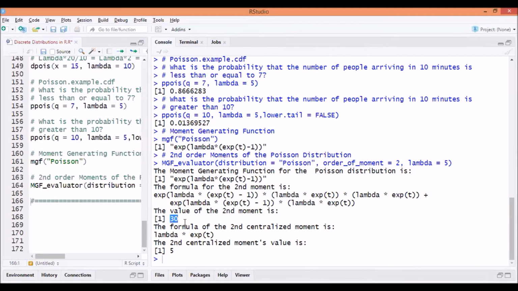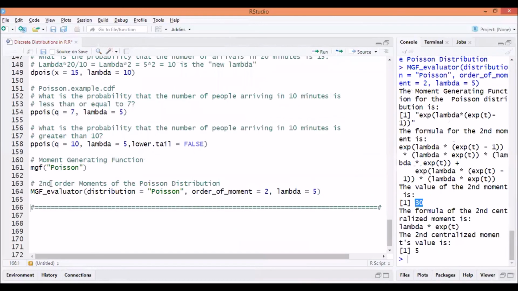The value of the second moment is the expected value of X squared. And we'll remember from the shortcut formula for the variance that the variance of X is equal to the expected value of X squared minus the square of the expected value of X. So we know that the variance of X should be 5, because that's what lambda is. The square of the expected value of X is 25. So 5 plus 25 is 30, which is the value of the second moment, the expected value of X squared.